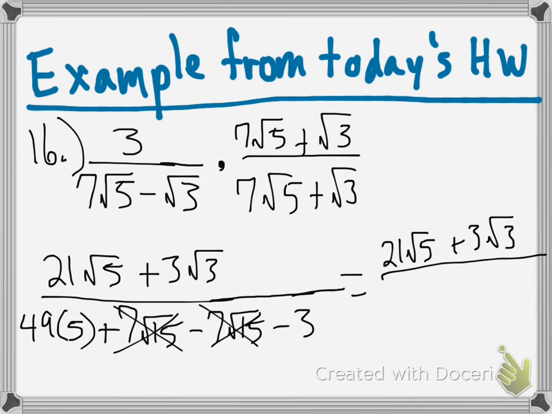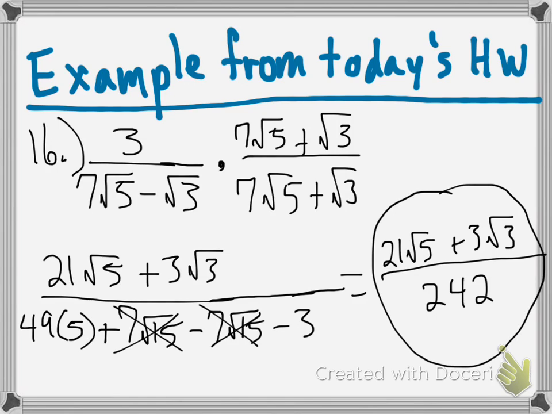So 49 times 5 gives me 245. 245 minus 3 would give me 242. Now this cannot be simplified any further, so this would be my answer on number 16.